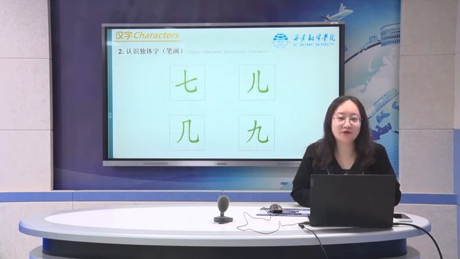Today we learned how to say the family members in Chinese. Please try with your friend and ask your friend how many people in their family. 你家有几口人? And ask your friend's age. 你几岁了 or 你多大了?